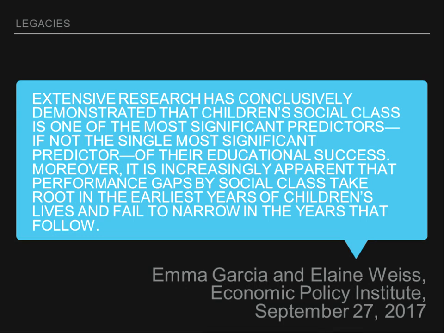And so today what we see is that extensive research demonstrates that a child's social class is one of the most significant predictors, if not the single most significant predictor, of their educational success. And if we think about the racial disparities in race and social class, we know that we have school systems today that operate in this framework.